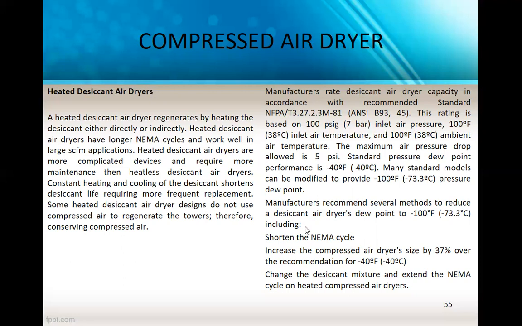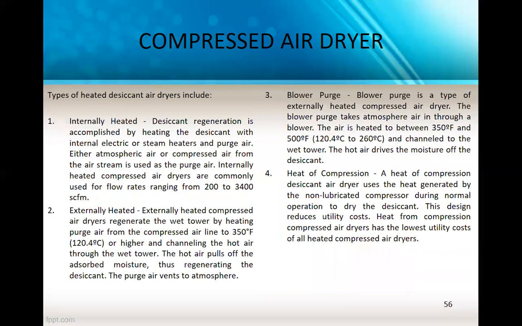So manufacturers recommend several methods to reduce desiccant air dryer dew point to negative 100 Fahrenheit. These include shortening the cycle, increasing the compressed air dryer size by 37% over the recommendation for negative 40. Yan. Okay. Change the desiccant volume mixture and extend the cycle on heated compressed air dryers. So ito yung types of heated desiccant air dryer.